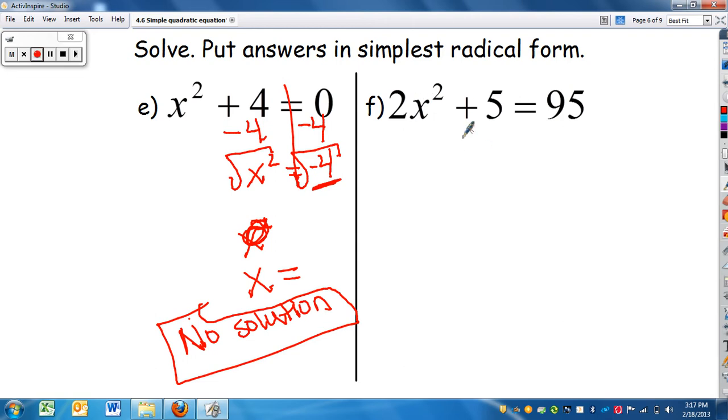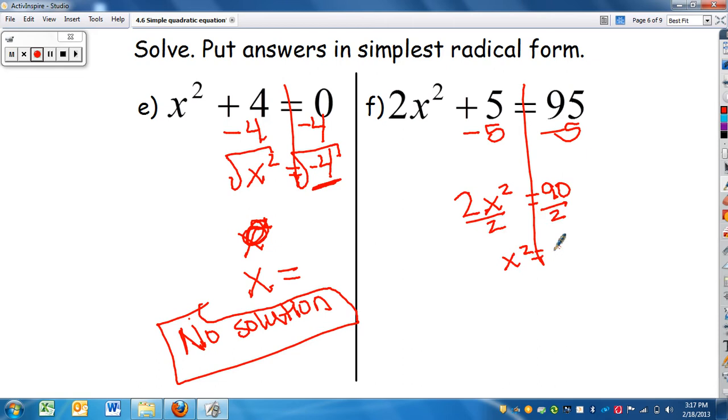All right, so on F, minus 5, I get 2x squared equals 90. Divide by 2. x squared equals 45. Square root to undo my square. x equals the square root of 45. 45 is not a perfect square. Again, that's plus or minus.